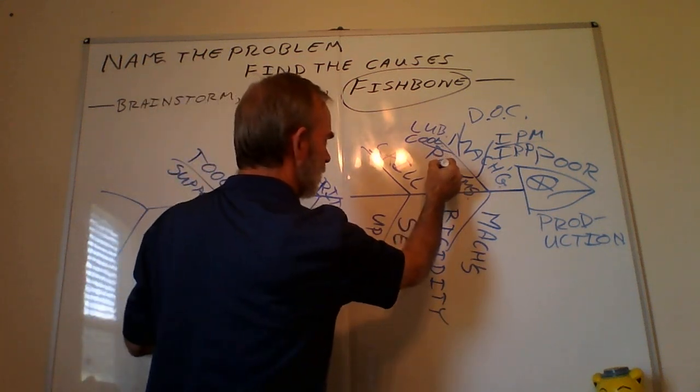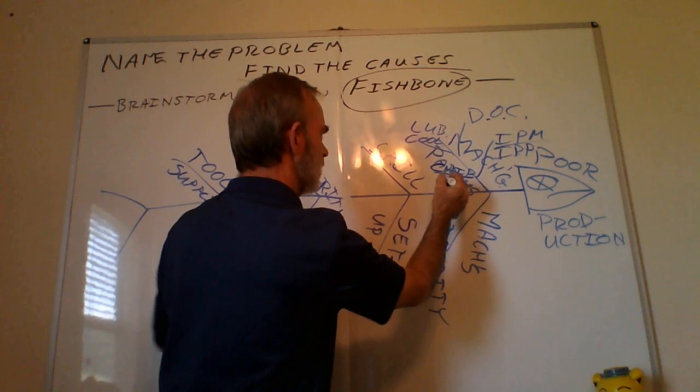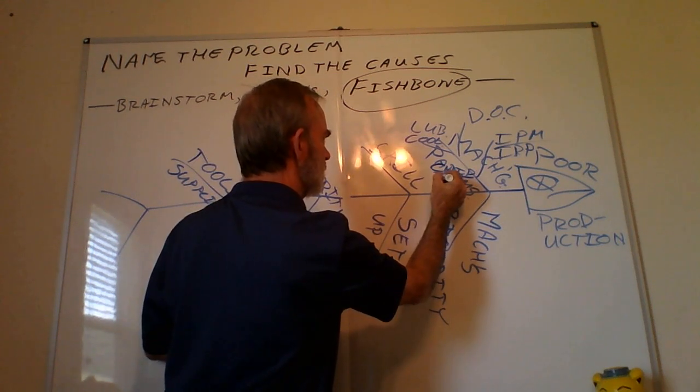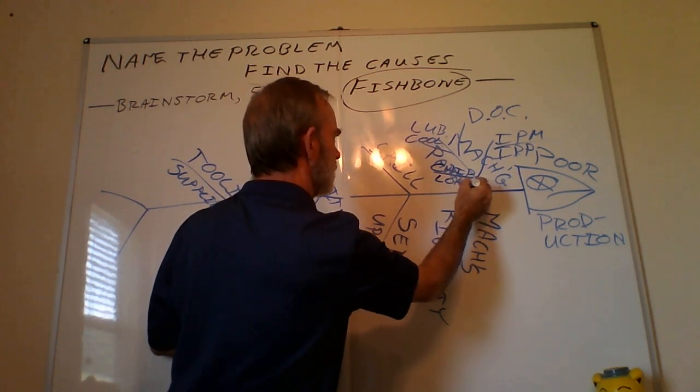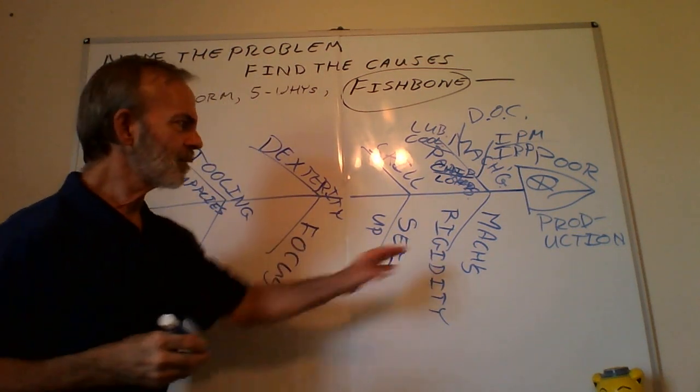In some cases it could also be what we'd call your chip load. That's typically on something like a milling machine. Your chip load becomes a significant factor. With rigidity, well, I'm going to talk about that in just a minute here.